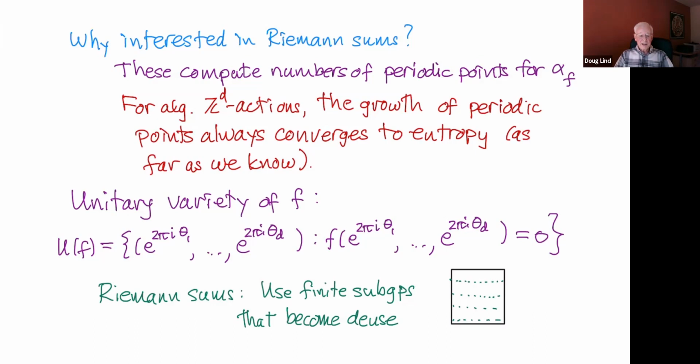So that's the motivation for looking at Riemann sums. What's crucial here is what we're calling the unitary variety of a polynomial in D variables. This is just the places on the multiplicative torus where the function vanishes.